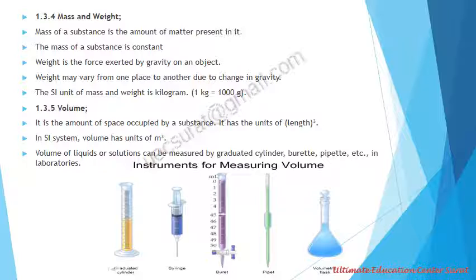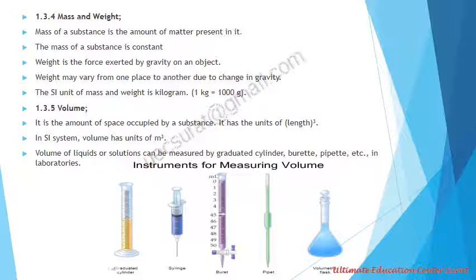So the weight of a person who is on the earth is somewhat different. If he goes to the moon, then the weight becomes lighter, right? That is why it is said that weight may vary from one place to another place due to the change in the gravity. The SI unit of mass and weight is kilogram, and 1 kilogram is equal to 1000 gram. Another topic we are having is volume.